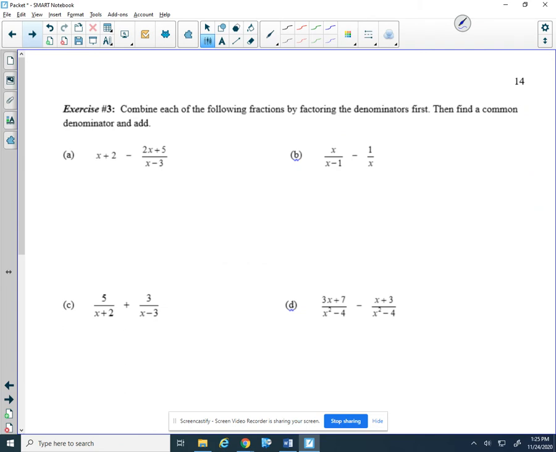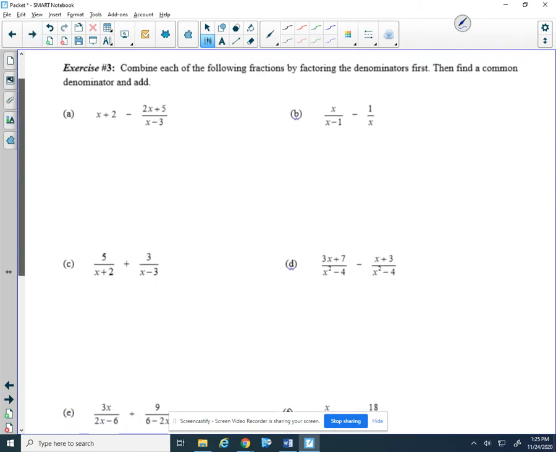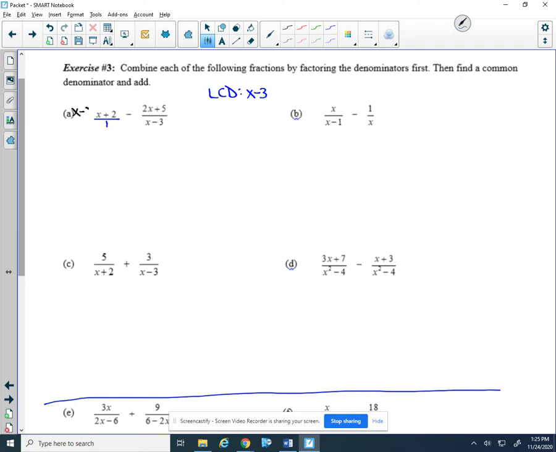So on the next page, we have a couple different ones. You might want to try these first. Basically, we're going to go through these 4 in this video. This next one brings in something else where part is a fraction and part's not. We can just put that over 1 and work from there. So my LCD is simply x minus 3. My first fraction is missing the x minus 3, and my second fraction is good.